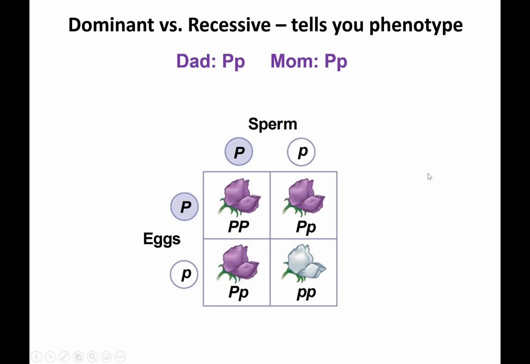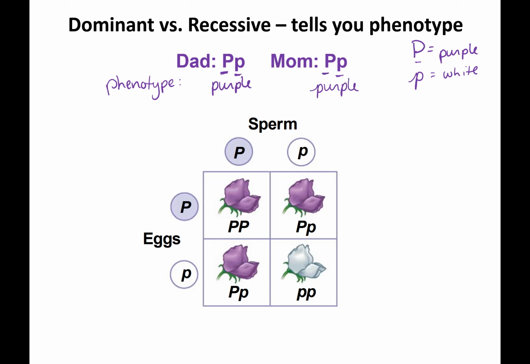Alright, so let's again look. Dominant recessive tells you the phenotype. So what we need to do is always have a definition of what the alleles stand for. So we're going to say big P stands for purple and little p stands for white. So what's the phenotype for Dad? Well, he has a dominant allele, which we know means purple. Even though he has a recessive allele, it's masked by the dominant. And Mom has the same genotype, so her phenotype is also purple.